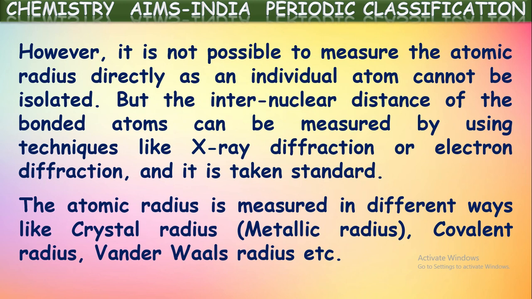As we told, the atomic radius cannot be calculated directly. Yes, we can calculate the internuclear distance between the atoms in a bonded molecule, and from that the atomic radius can be derived. But we know the substances are of different kinds because of different kinds of chemical bonding. So atomic radius is measured in different ways like crystal radius, metallic radius, covalent radius, van der Waals radius, etc.